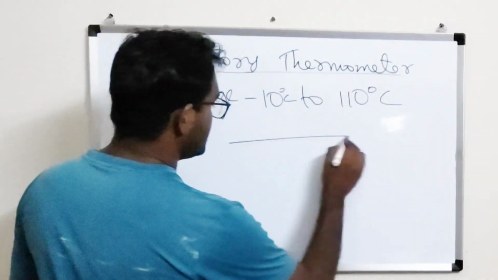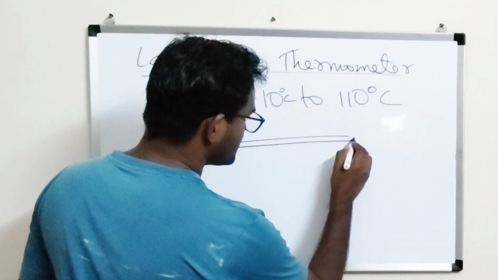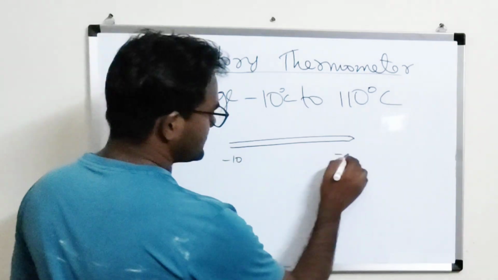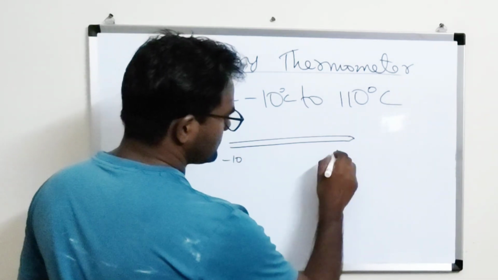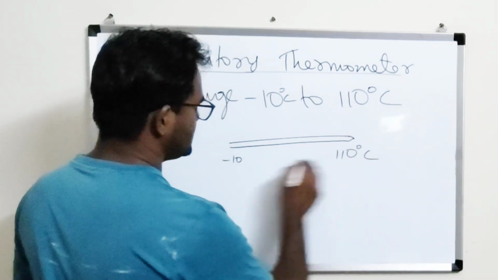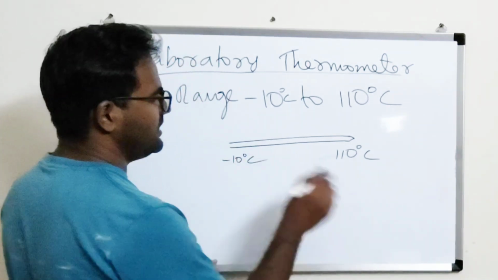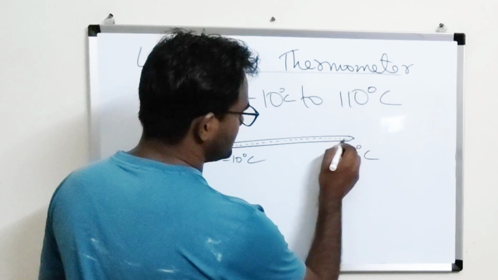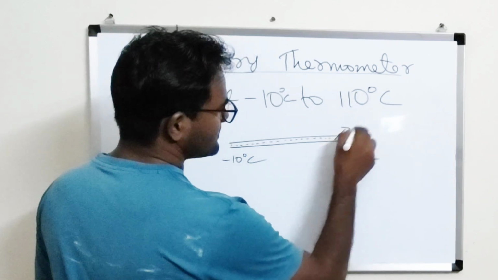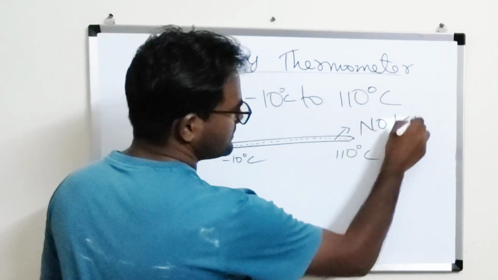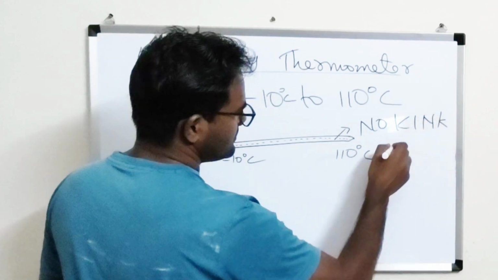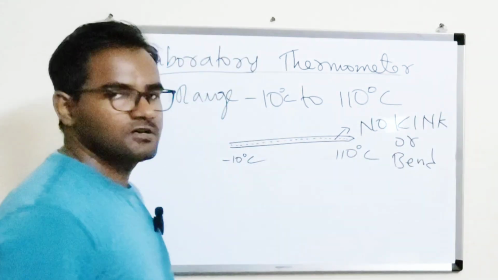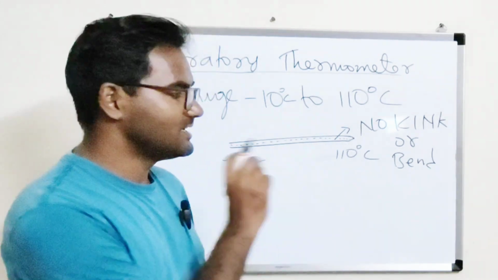Before that, this is how a laboratory thermometer looks like. Suppose this is the thermometer. So it has a range from -10 to 110 degree Celsius, right? Now here is a mercury, the metal, the liquid metal. But here there is no kink or band. There is no kink or no band in laboratory thermometer.